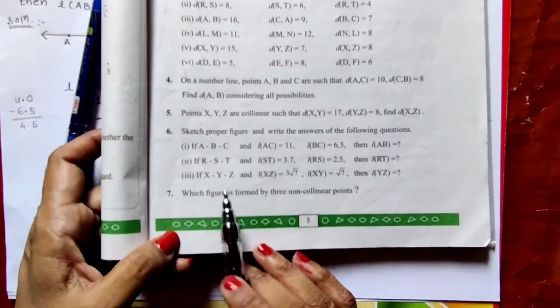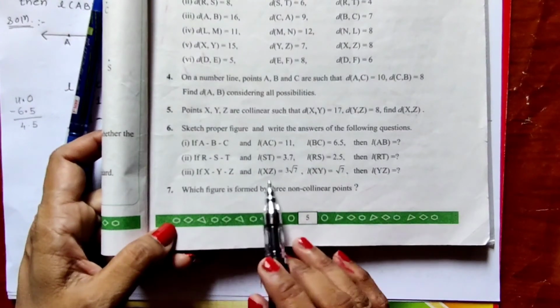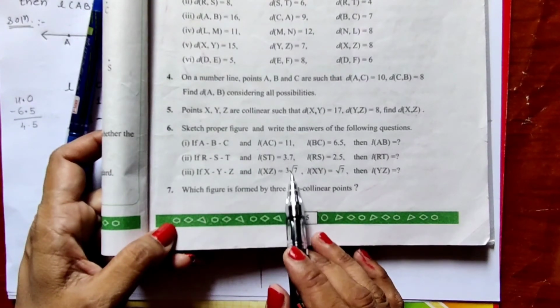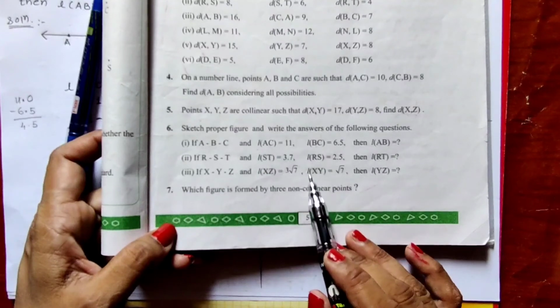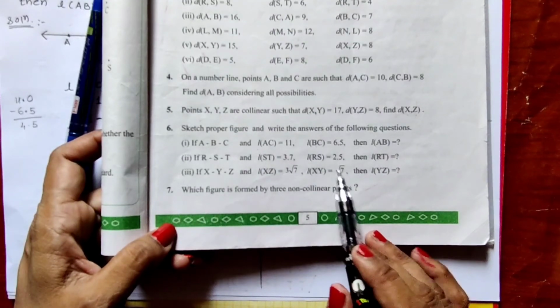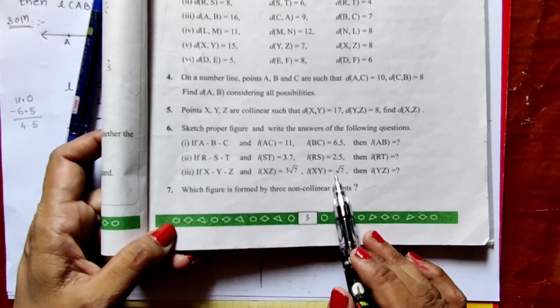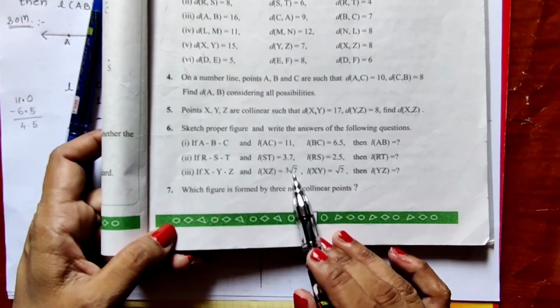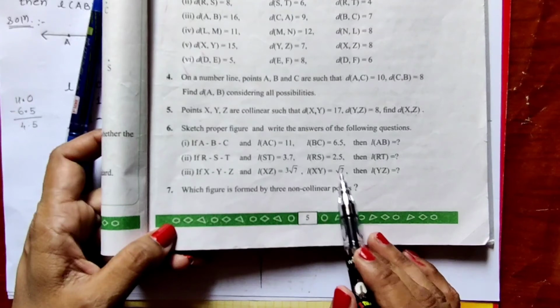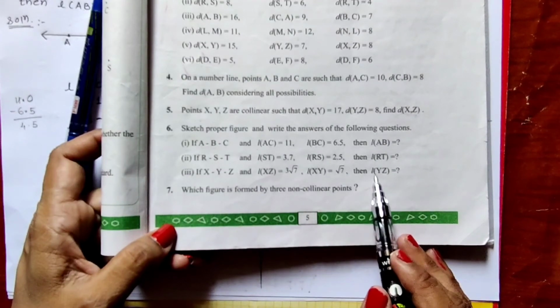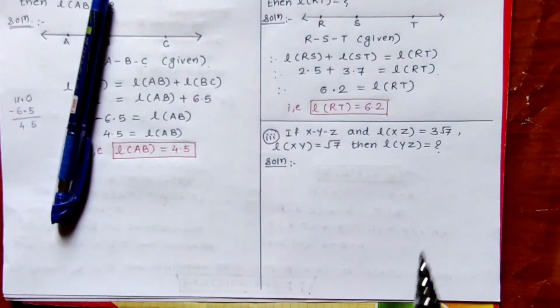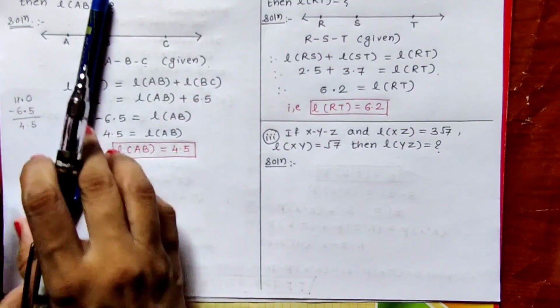Now the third sum. If X-Y-Z, and length XZ is equal to 3 root 7, length XY is equal to root 7. Only root 7 means 1 root 7. Nothing is there in front of this root 7 means 1 is always there. Here it is 3 root 7 and length XY is 1 root 7. And then we have to find out length YZ.